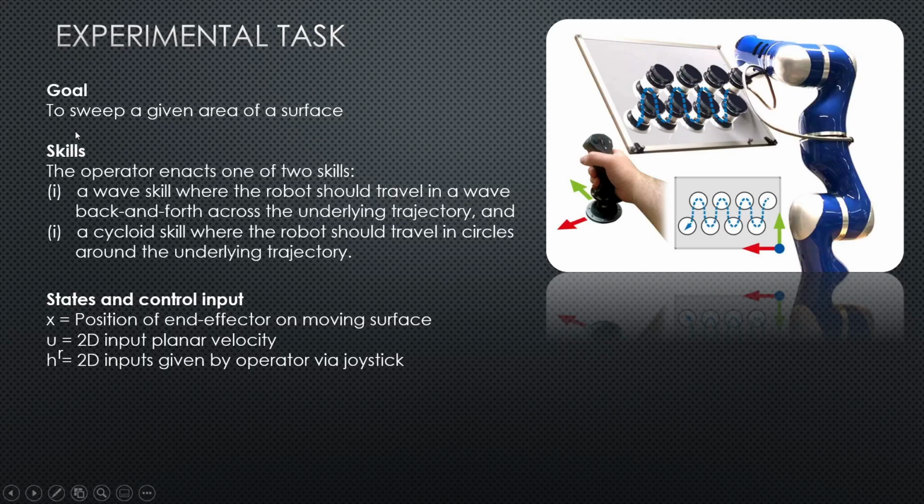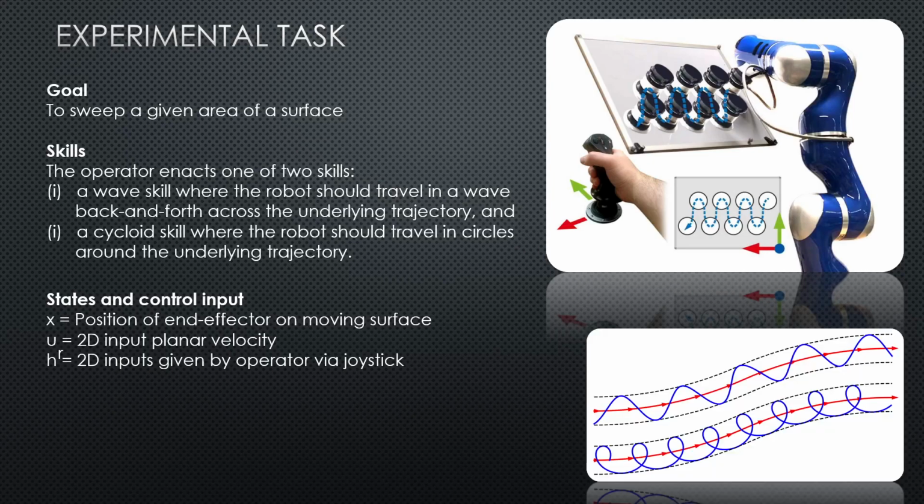There's also an experimental task that is demonstrated in the paper. For a particular task, let's say the goal is to sweep a given area of a surface, in this case this whiteboard. There are two particular skills that are required to be followed. One is a wave like pattern, where the robot should travel in a wave back and forth along an underlying trajectory, and a cycloid pattern where it should travel in circles. Here the state x is the position of the end effector, and u is given by the 2D input planar velocity, and hr are the 2D input signals by the operator via joystick.